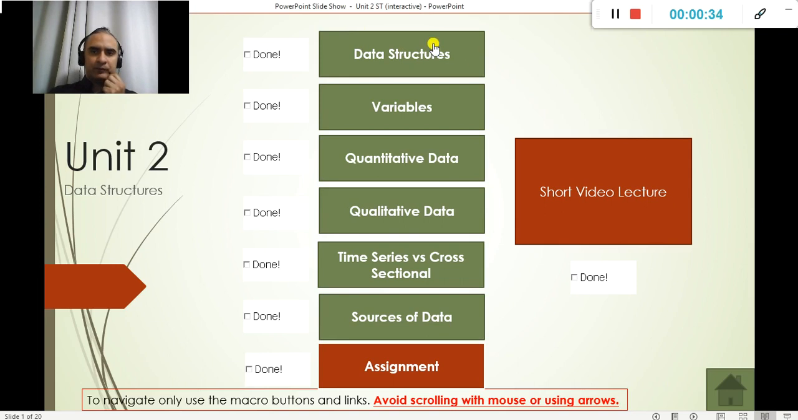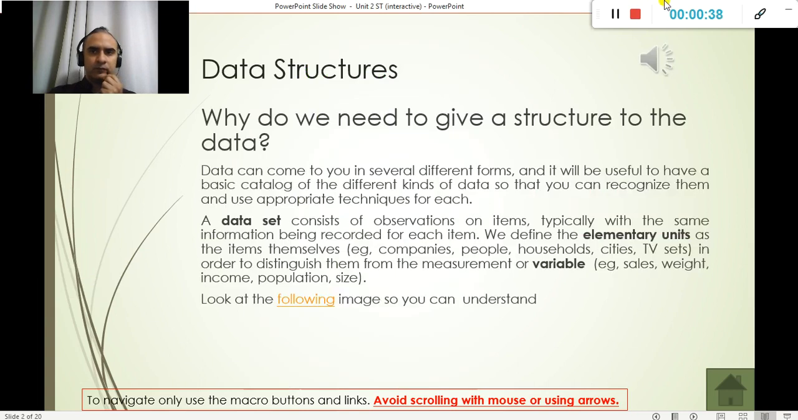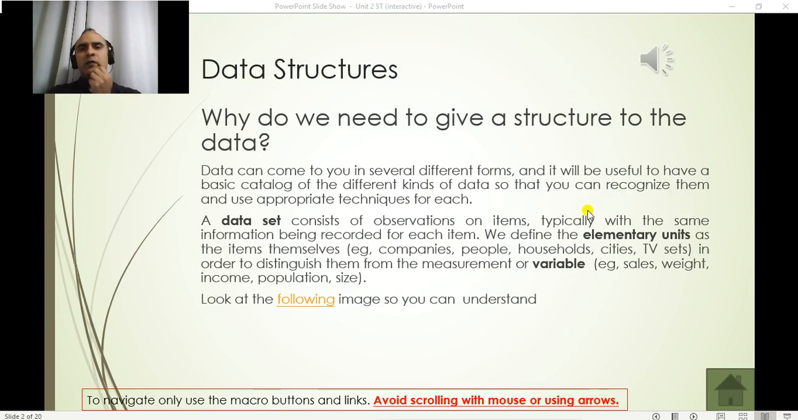So let's go here to data structures. Let me move this to the bottom. So we have the data structure. We need to understand that in business, or generally, we generate a lot of data, but we need to give it a structure.